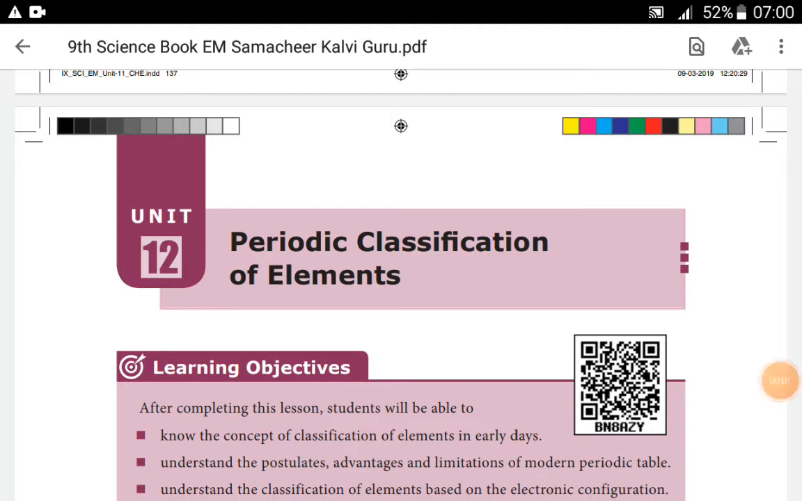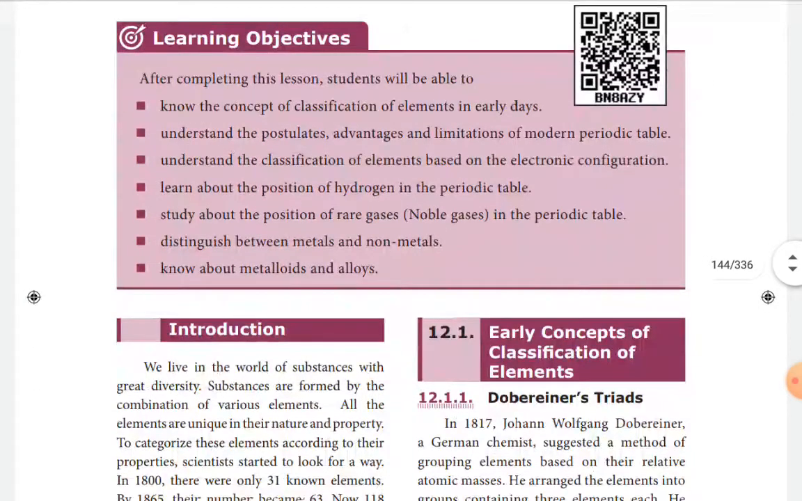Yes, my dear students of ninth standard, nowadays we are discussing periodic classification of elements, Unit 12 in your science book, page number 138. Already we have started and discussed the early concepts of classification of elements. The first concept was by Döbereiner, called Döbereiner's triads, in 1817.